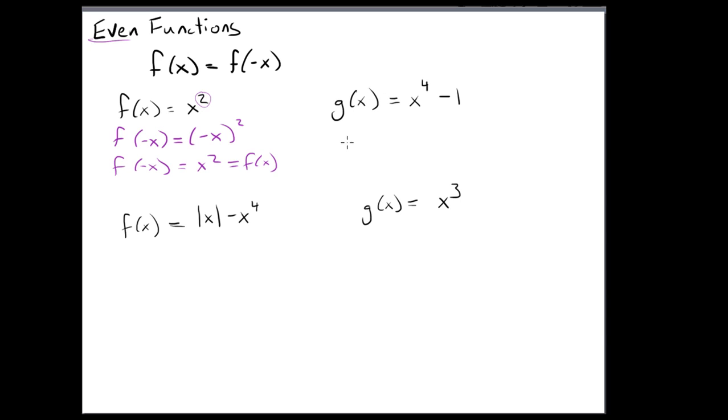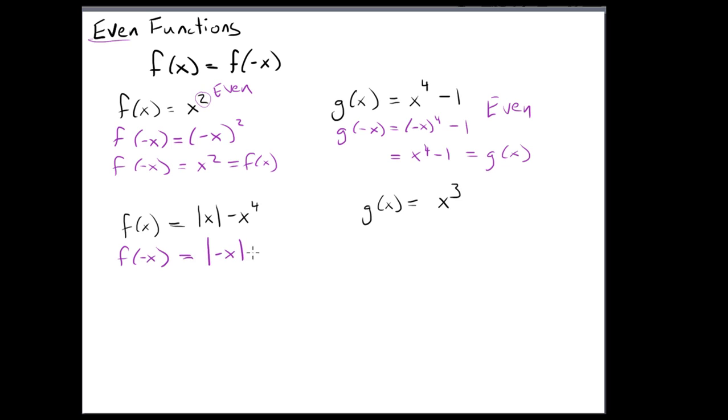What about something like g over here? g of negative x is negative x to the fourth minus 1, which is x to the fourth minus 1, which is g of x. This is even too. This f of x, let's stick in again a negative x and see what we get. We get the absolute value of negative x minus negative x to the fourth. Well, it doesn't matter if this is positive or negative, it's the absolute value of x. And we simplify here and we get minus x to the fourth.